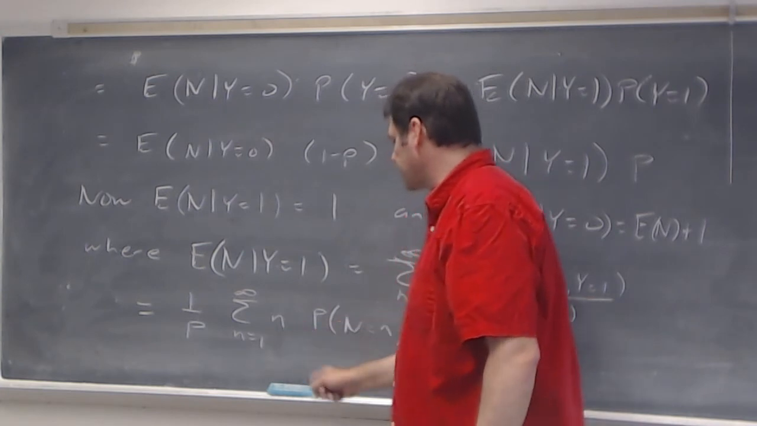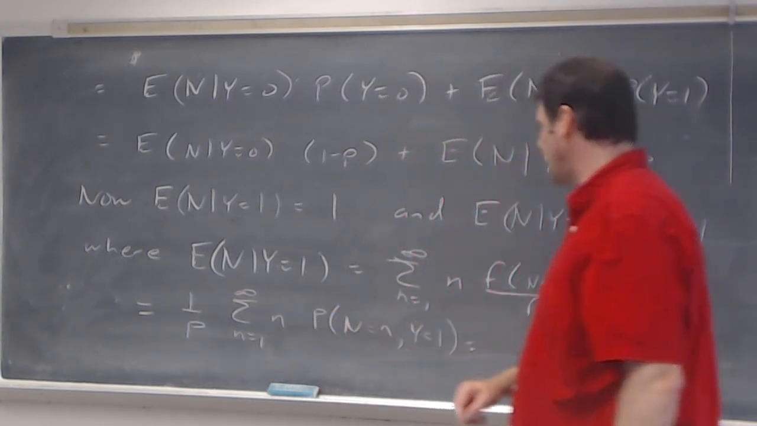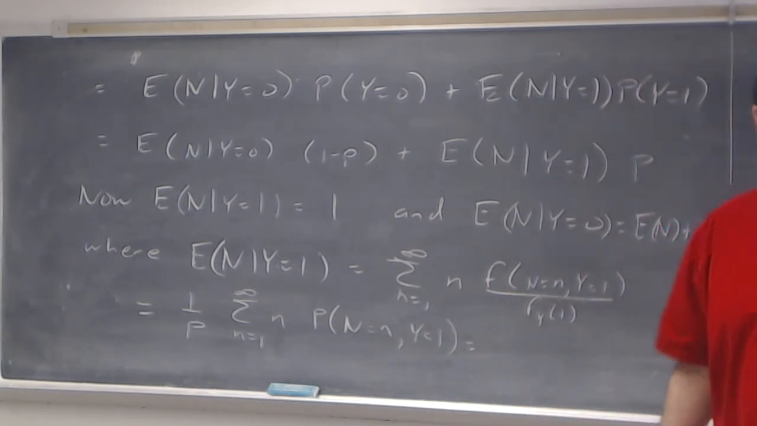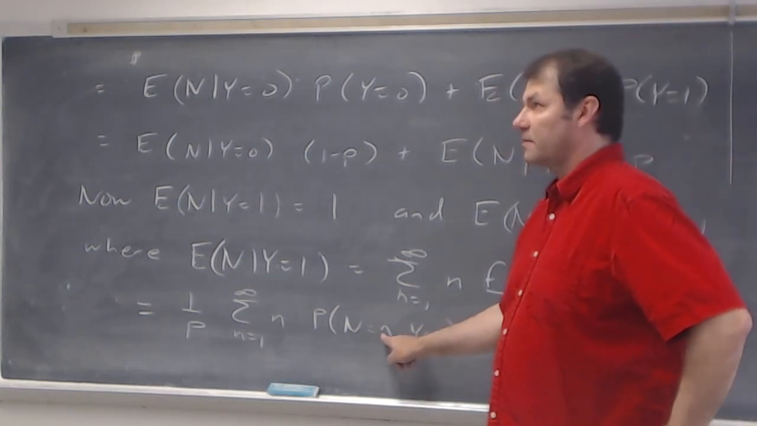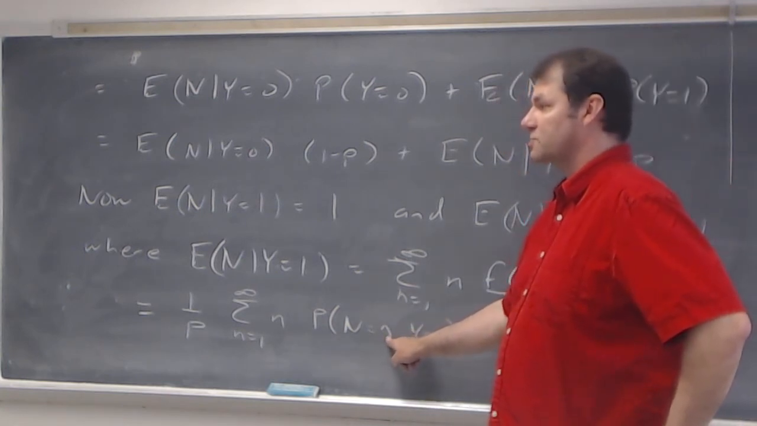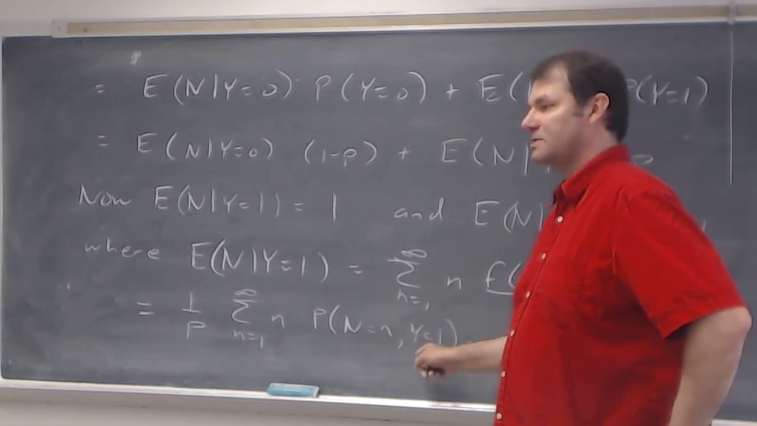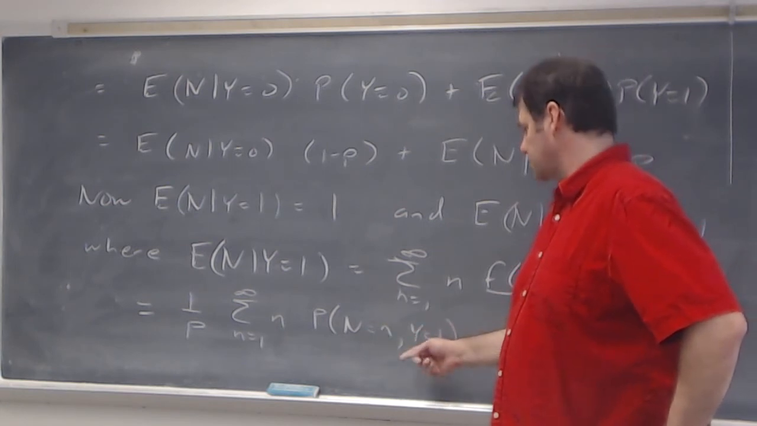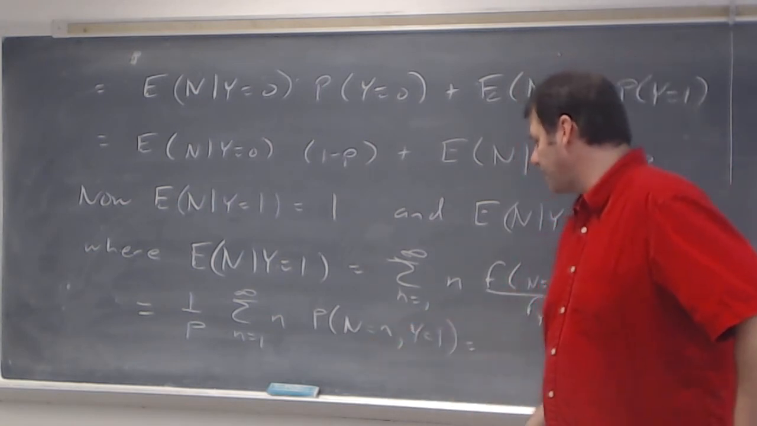And then when n is equal to 2, we're going to have 2 times the probability that n is equal to 2 and y is equal to 1. So what is that saying? That's saying, well, what's the probability that the first time we got a success was on the second trial, given that the first trial was a success? The chance of that happening is none, because the first trial was a success, so it couldn't have happened on the second trial, or any trial bigger than 1.